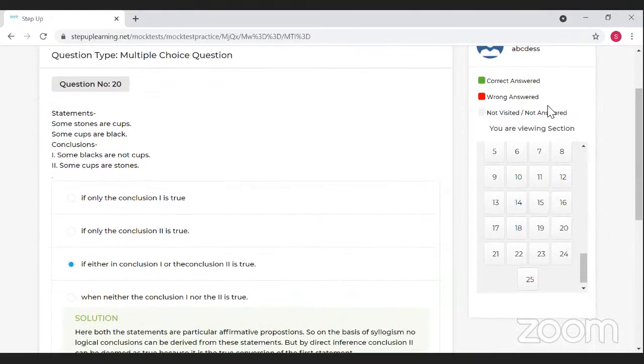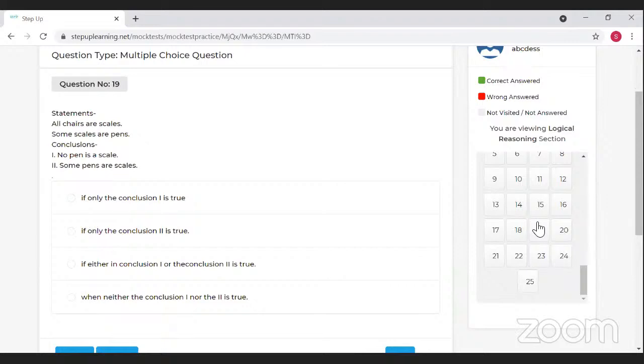Which one should I take to make you understand clearly? Some scales are pens. Okay. All right. Fine. Let's look at this one. Maxwell, I used to use this method also, premise, the middle term and all this. But I have stopped using that because that method doesn't give an answer for each and every question. So that's why I'm just sticking to this one.